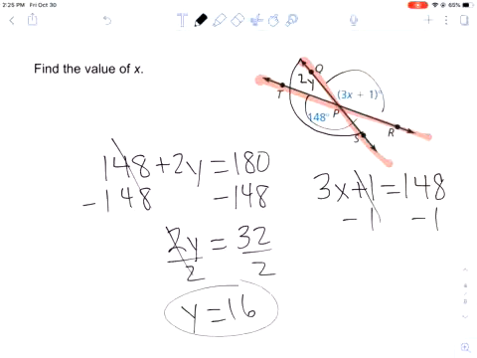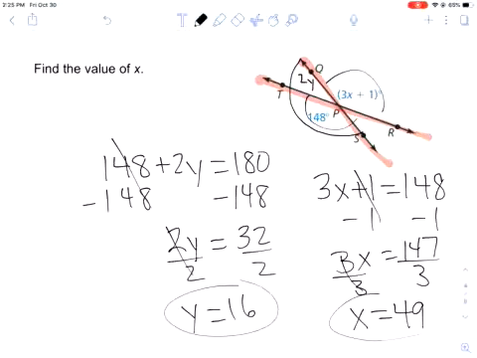Subtract 1. Divide by 3. And there we go. So there's x, there's y. So key thing is just knowing, are we talking about a linear pair or vertical angles? That's all you need to be able to do to solve these today.